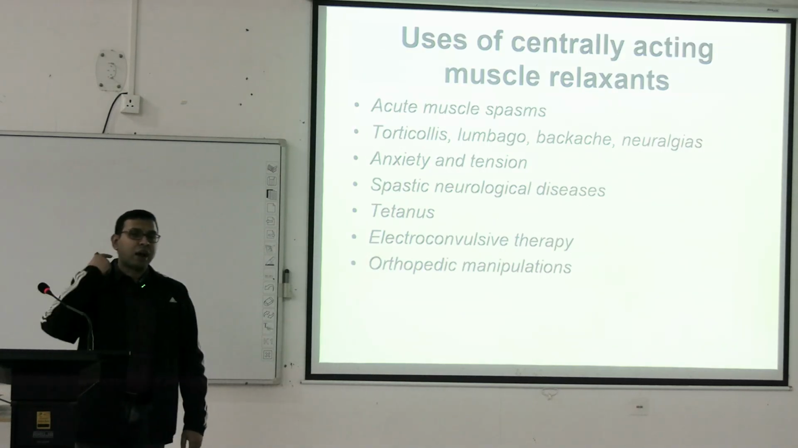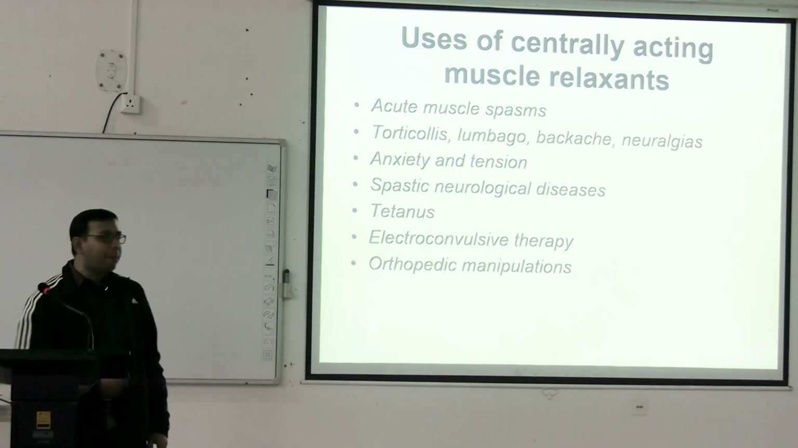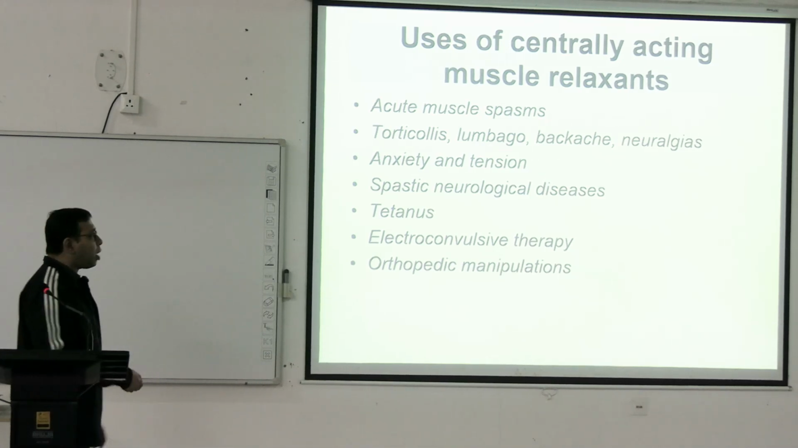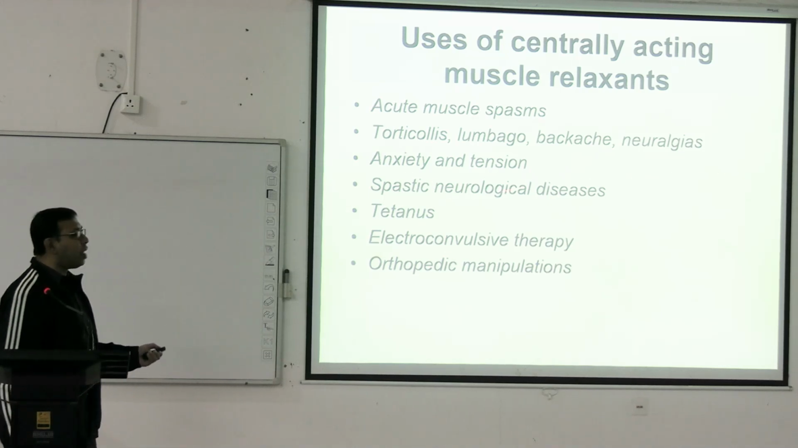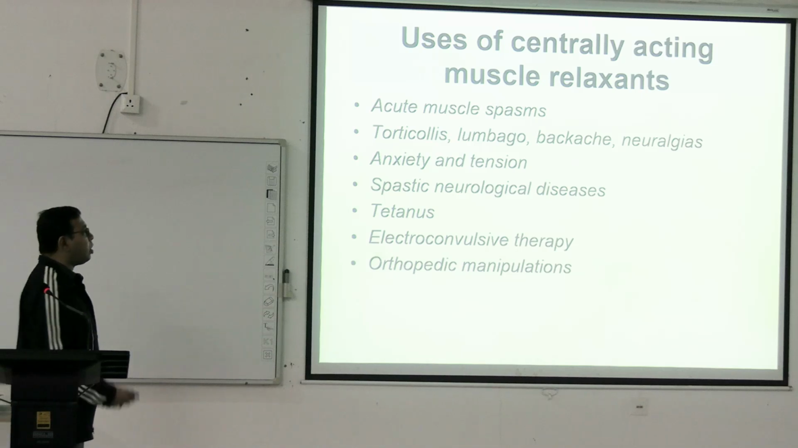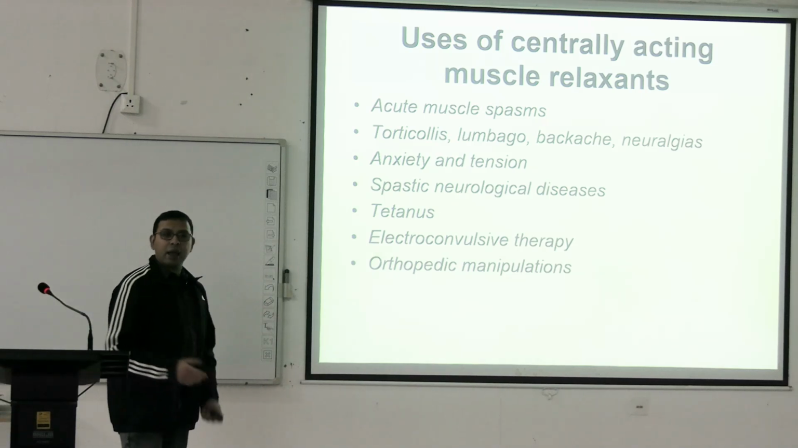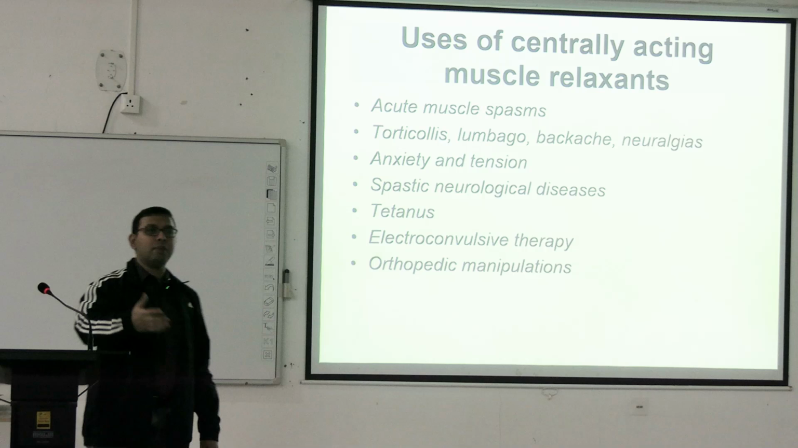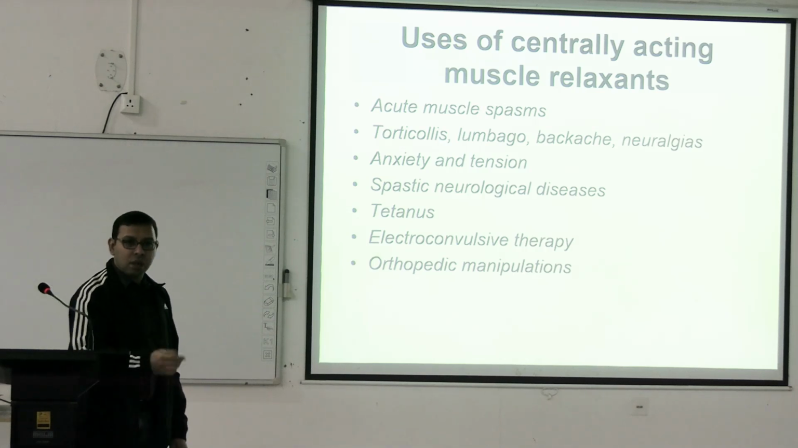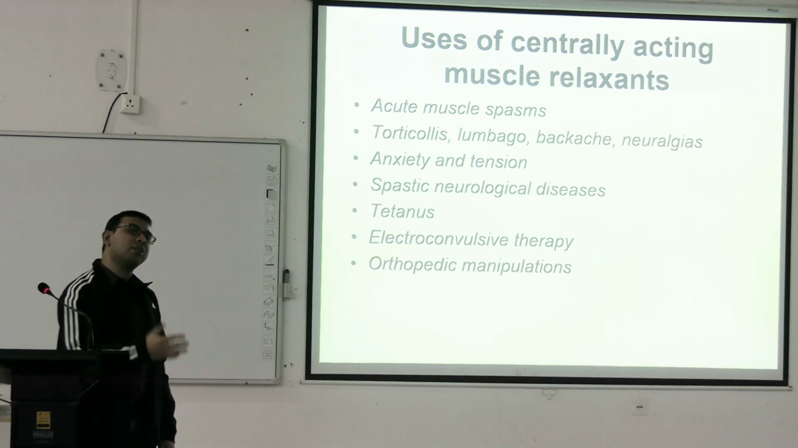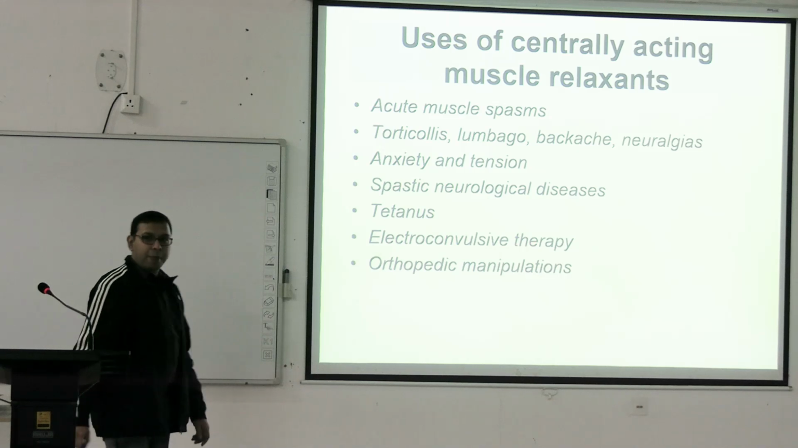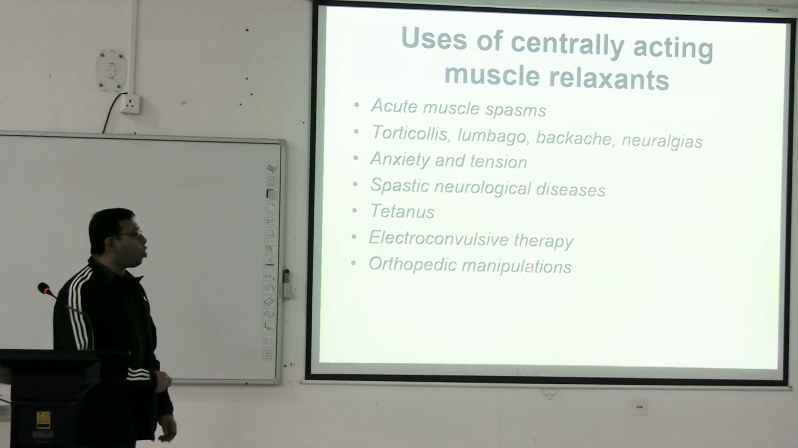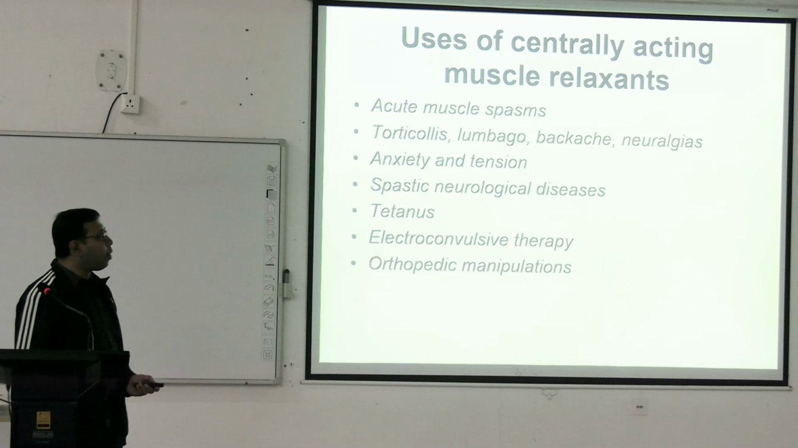Torticollis means sudden contractions of the neck muscles. Lumbago, again in the lumbar muscles. Backache, neuralgias, anxiety and tension in some of the cases. Spastic neurological diseases, amyotrophic lateral sclerosis, multiple sclerosis. Tetanus can happen if there is any accident and the tetanus spore goes inside and anti-tetanus vaccine is not taken. So tetanus, sustained contraction of the muscles. In those cases, it is usually used. Electroconvulsive therapy, ECT, when it is given, and orthopedic manipulations. Again, the centrally acting muscle relaxants are used.